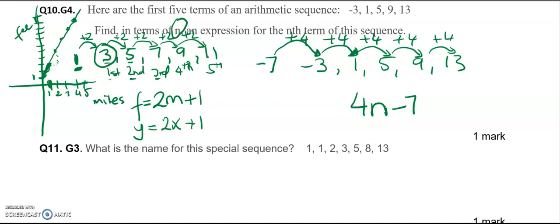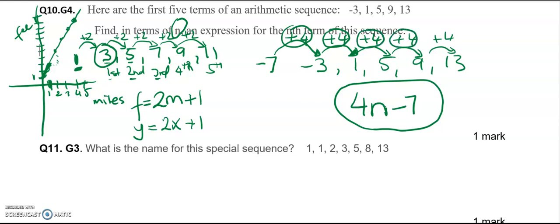So this is the expression for the nth term of the sequence, 4n minus 7. That first part of it comes from the number we're adding on or taking away from one term to the other. And this is coming from reversing the process, so going one step back and putting that value in there.